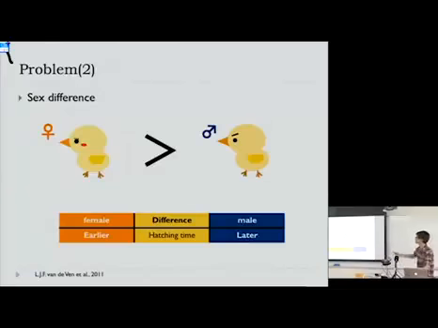And next is sex difference. Some papers show that females hatch earlier than male chicks, maybe, I'm sorry, by about 2 or 3 hours. The method or reason for this is still ambiguous. But my experiment focuses on hatching time, so I can't ignore this relationship.